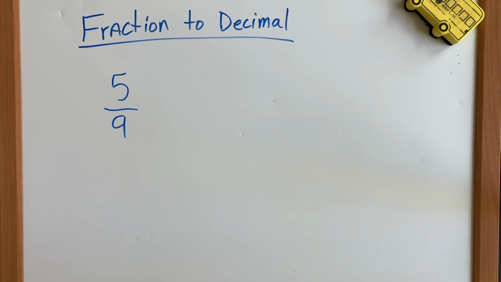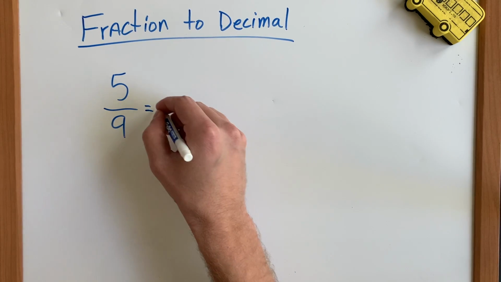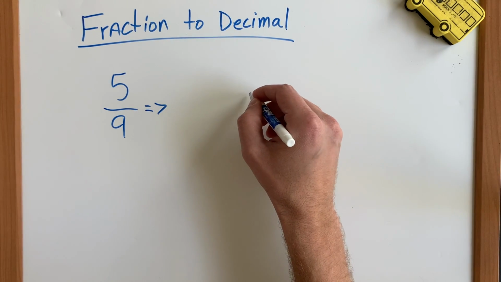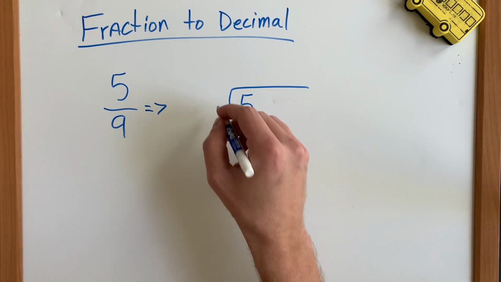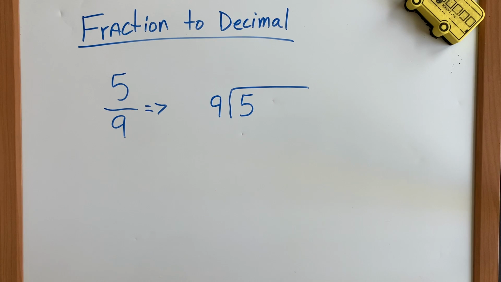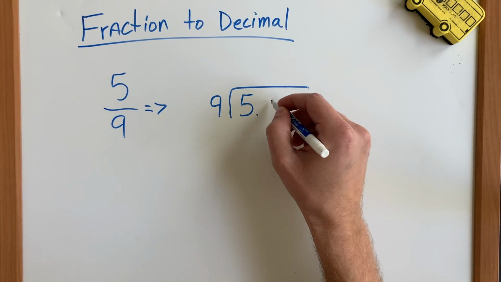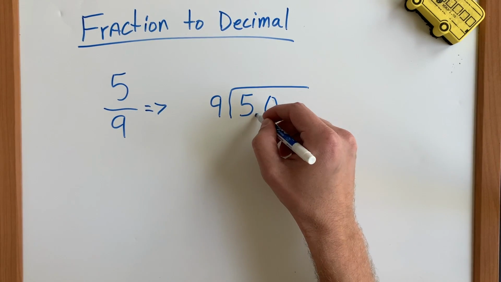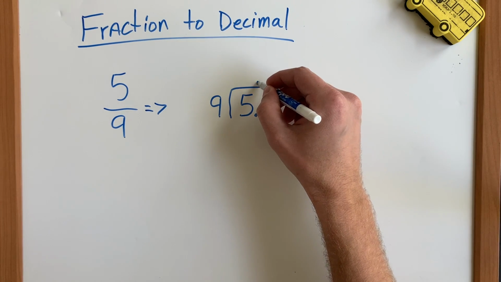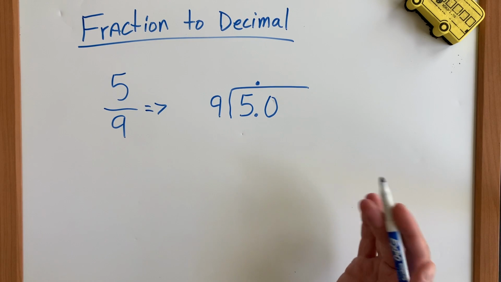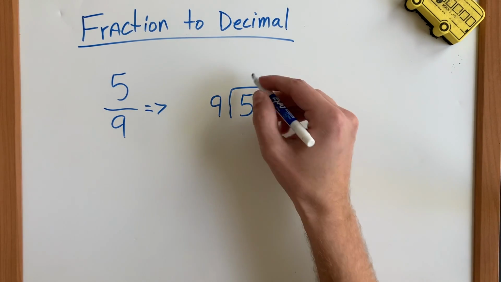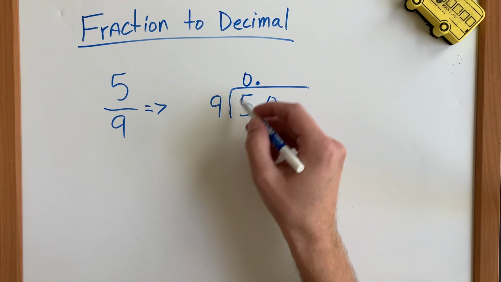We're going to look at the fraction 5/9, and we want to turn it into a decimal using long division. Let's go ahead and write it out as long division. 5 divided by 9. Just like before, we're going to put in a decimal, a placeholder 0, and we're going to move that decimal up into the quotient right away so that we keep our place values in the right spot. And let's begin. 9 does not fit into 5, so we have a 0.